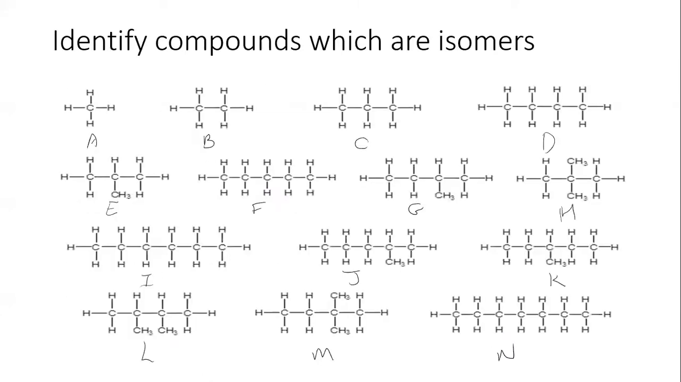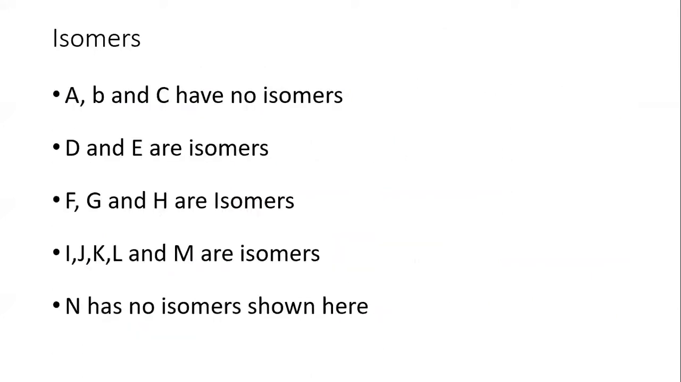Now, that's not to say N has no isomers. It has lots of isomers. I just haven't shown them here. There's no other one that has the same molecular formula as that. Now, the next thing we're going to look at is cyclic hydrocarbons.